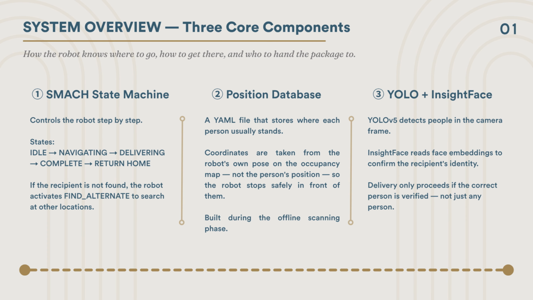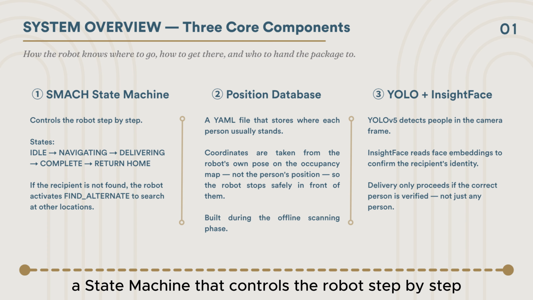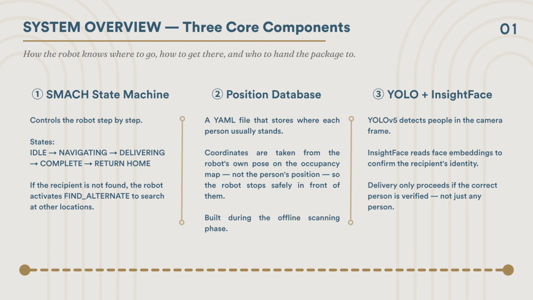The first one, a state machine that controls the robot step by step. Second, a position database, a file that stores where each person usually stands, mapped to the robot environment. Third, a detection pipeline using YOLO version 5 and InsightFace to find and confirm who the recipient is.